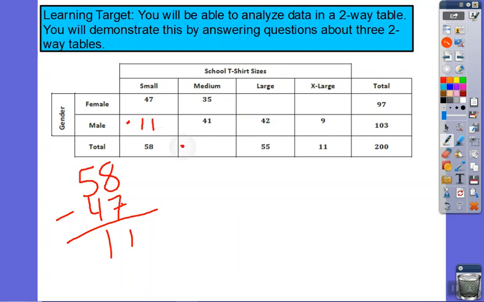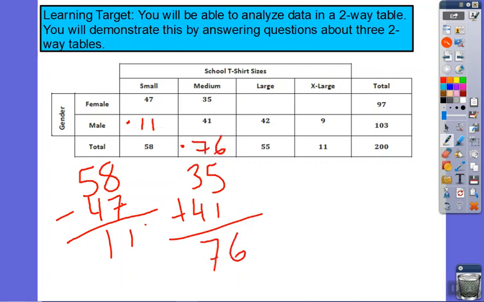In our next column, to get this one over here, I'm looking for the total, so I could take the 35 females that have a medium and take the 41 males, and I would add them together to figure out that this is 76. Okay, so take a moment and consider on this next one, this female's wearing large. Is this going to be an adding or subtracting?